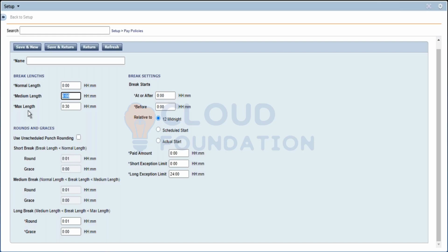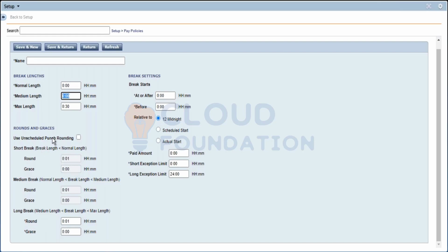In this, the actual punches are compared to this amount. Like we did one whole shift and we calculated the breaks, right? So in this situation, it's going to calculate the shifts as two different shifts. So now you're telling the system what your normal, medium, or maximum break can be. Now we are going to tell the system how your rounds and graces can apply to those punches. So you know how round and grace works.